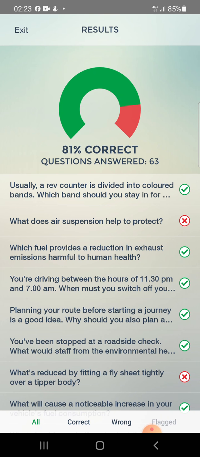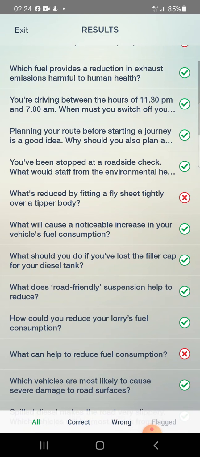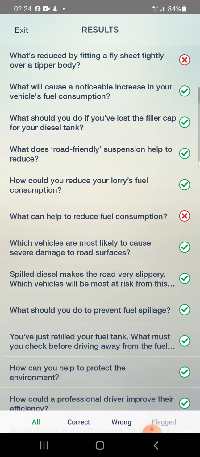81% correct. Okay, let's see which one is wrong. What does air suspension help to protect? Underground services. Okay. Next. What's reduced by fitting a fly sheet tightly over a tipper body? Drag effect. Okay. Next.